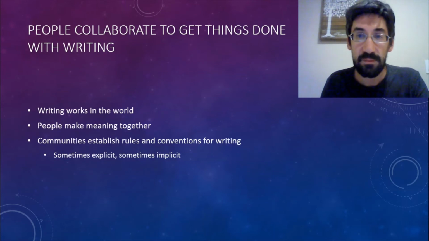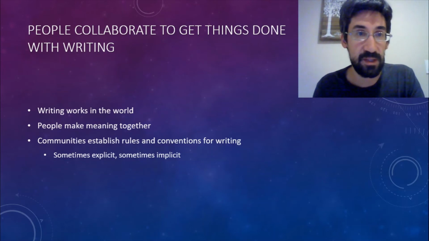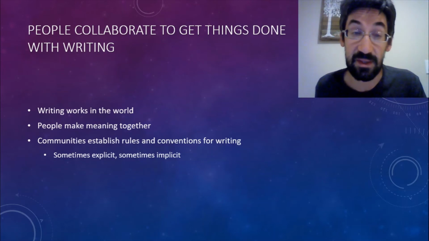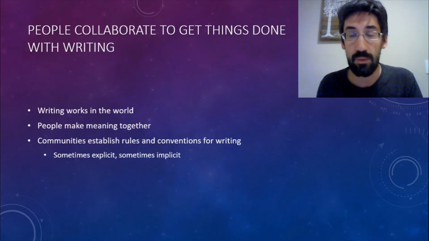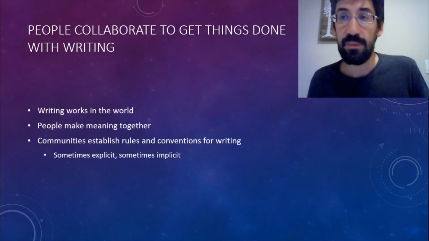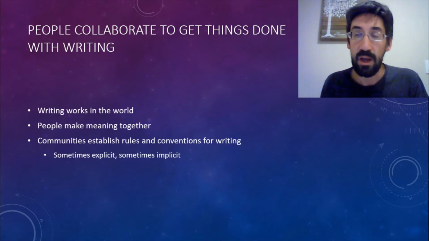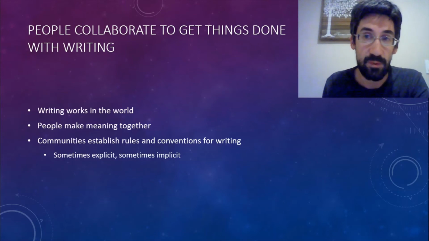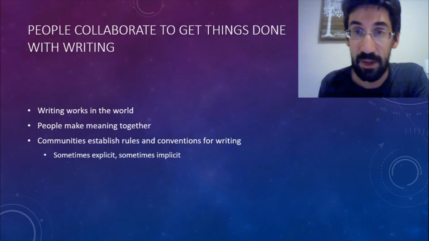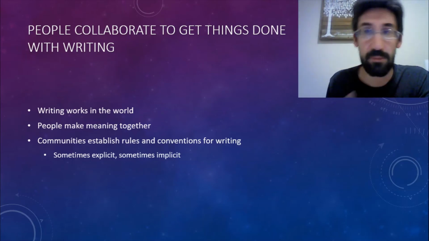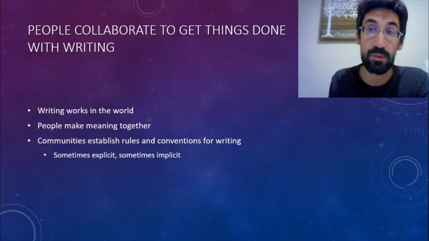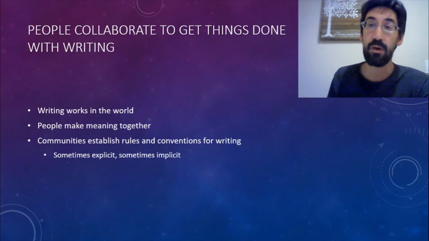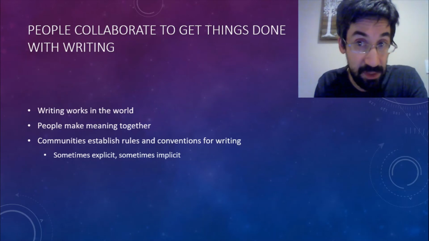Finally, our last major threshold concept that we'll touch on today is the idea that people collaborate to get things done with writing. So what does that mean? Well, writing does things, right? We write for purposes, to accomplish certain things, even if what we're trying to accomplish is simply to get someone's attention, right? Why do we tweet? Because we want a response, right? We want people to see what we have composed and react in a particular kind of way.